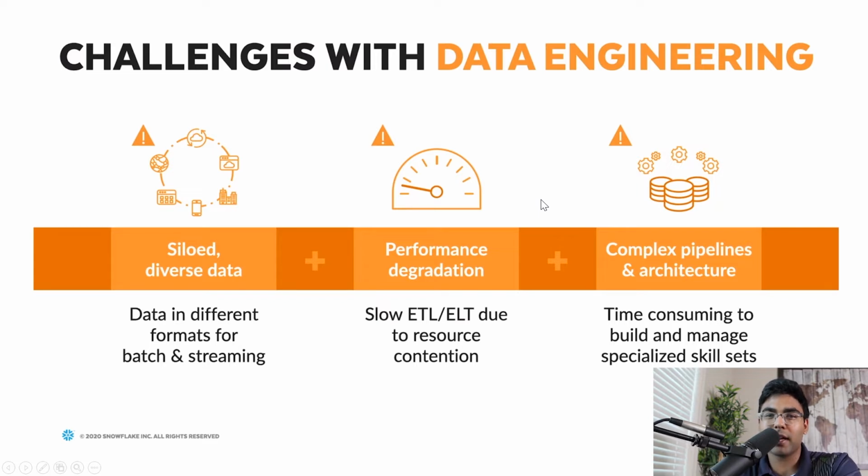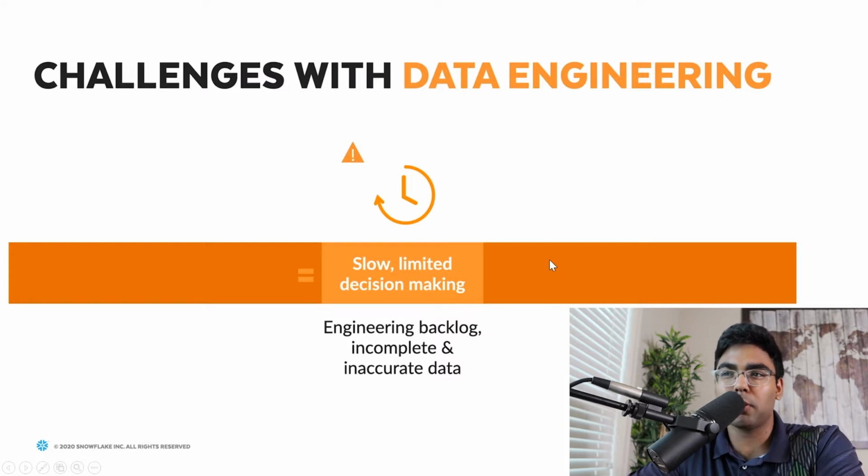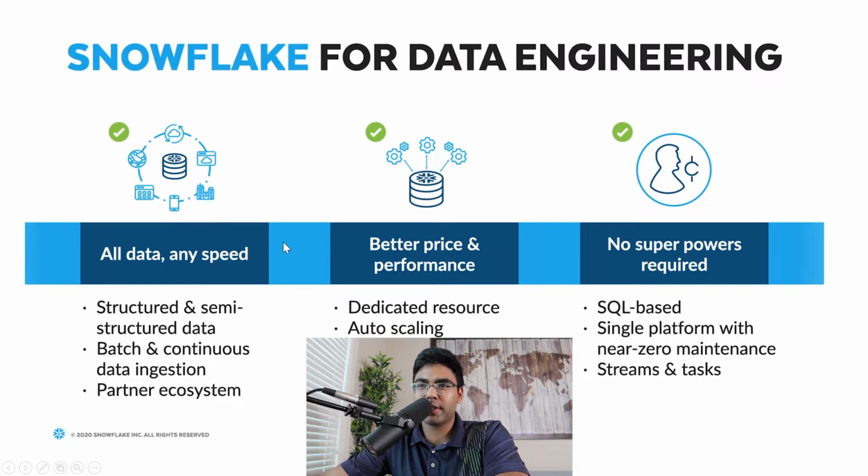So with that, the next slide is basically saying that it's slow, limited decision making, which is totally true because the process just isn't streamlined, and that's where Snowflake comes in. So you have all data, any speed. It says structured and semi-structured data, batch and continuous data ingestion, partner ecosystem, and there are other points over here. But what I'll highlight is, let's say that same example with the account, you have my name, Lalit, first name, Devraj, last name, then you have address line 1, address line 2, zip code, phone number like this.